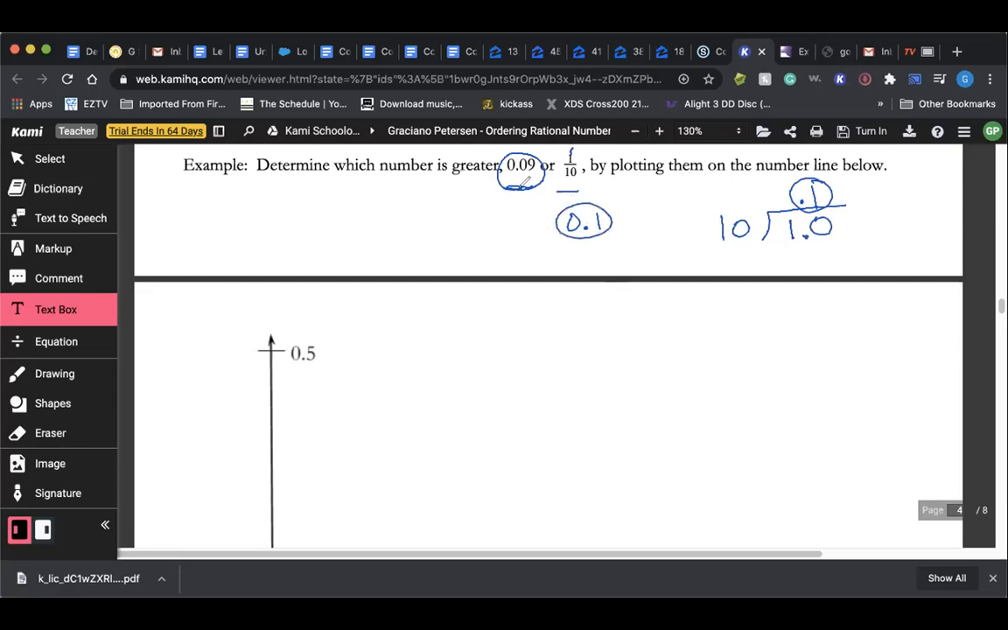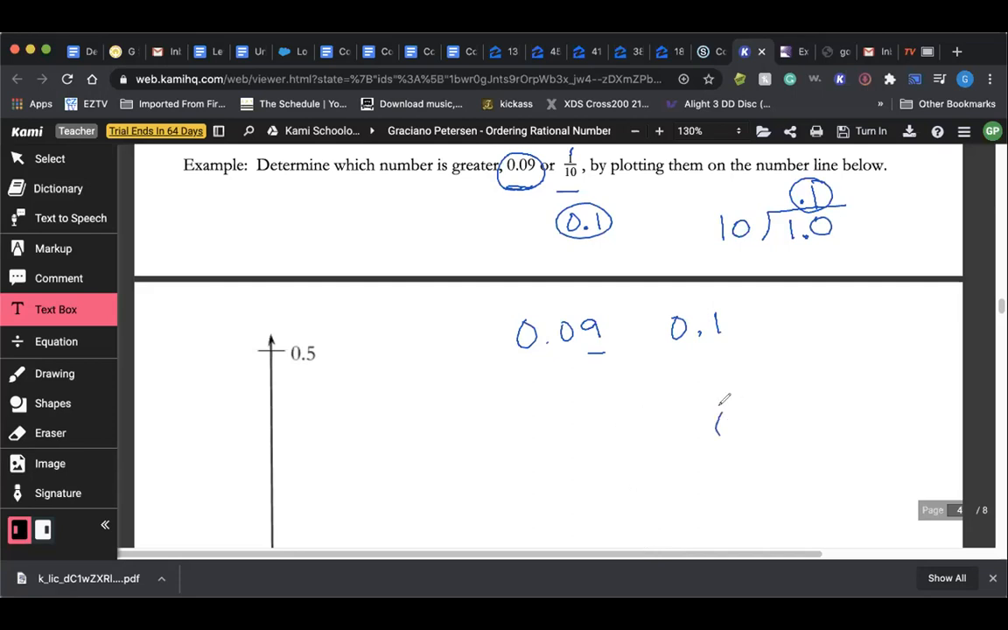So now I have these two decimals and I should be able to figure out how to compare them. Which one is bigger, 0.09 or 0.1? 0.09 is bigger than 0.1? Why? Because the 9 is in the hundredths place. So doesn't that make it smaller? Yes. Oh, yes, it's smaller.